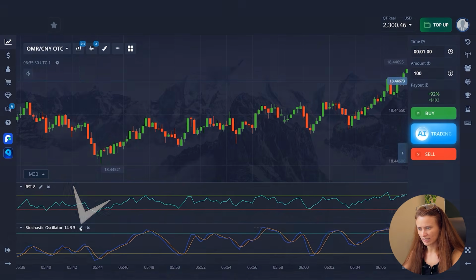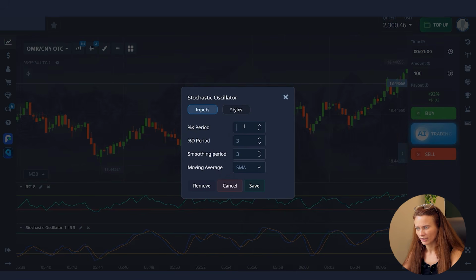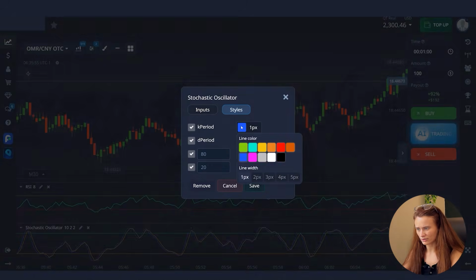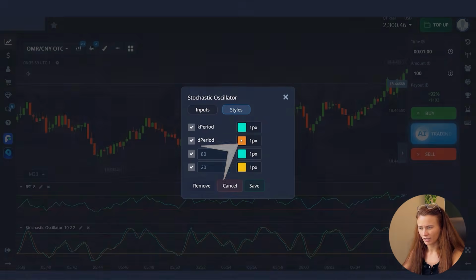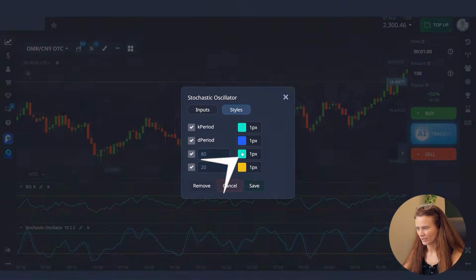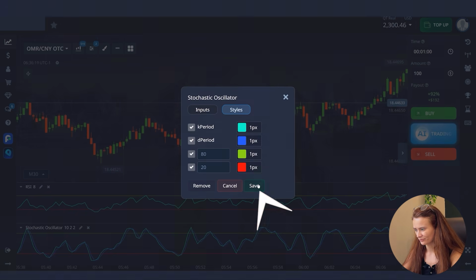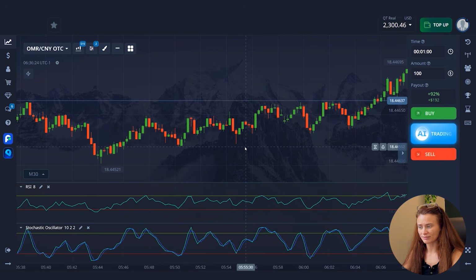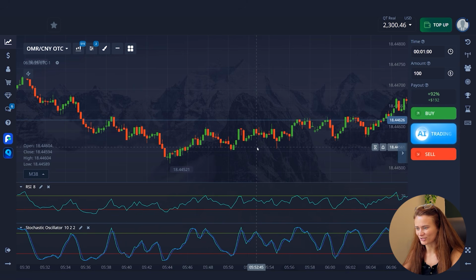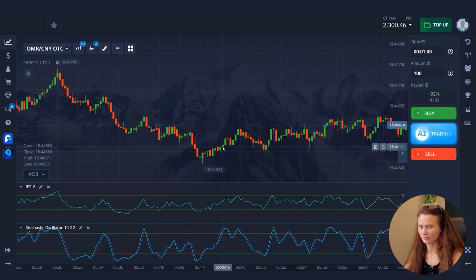For the stochastic oscillator, we will also adjust settings. K period will be 10, D period 2, smoothing period also 2, and type will leave as is. Now let's go to the style settings. K period line color will be turquoise, D period blue, level 80 green, and level 20 red. And the configuration is complete. So what? We can start searching for situations and open trades. So let's start the session.